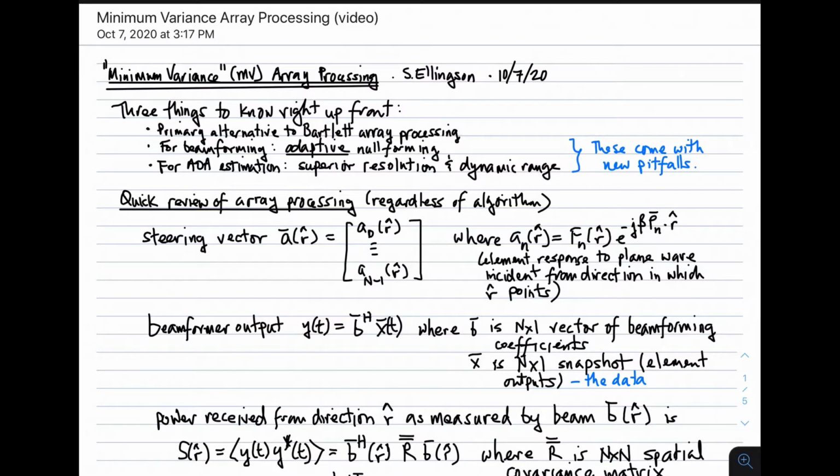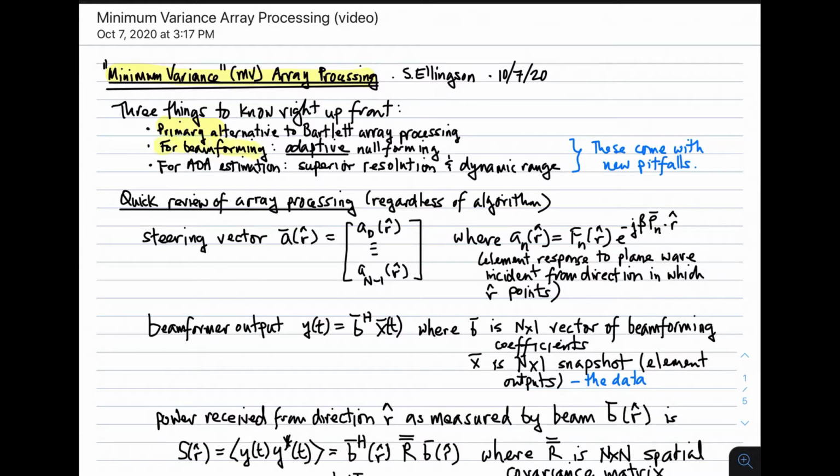Hi, and welcome to a lecture on minimum variance array processing. There's three things you should know about MV right up front, and those are, first, it is the primary alternative to Bartlett array processing. Bartlett array processing having been discussed in a previous lecture.